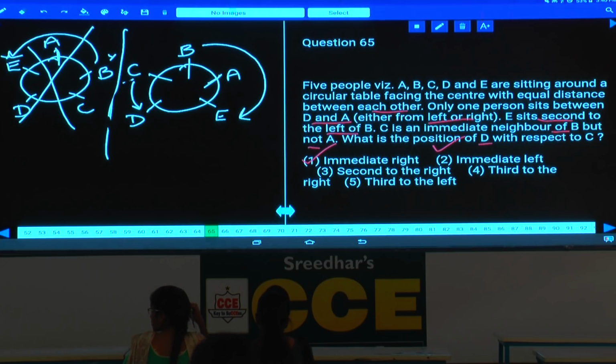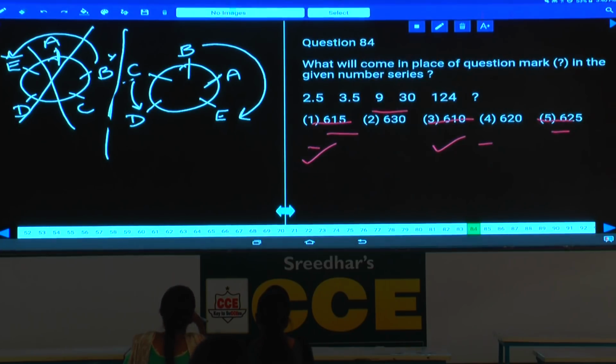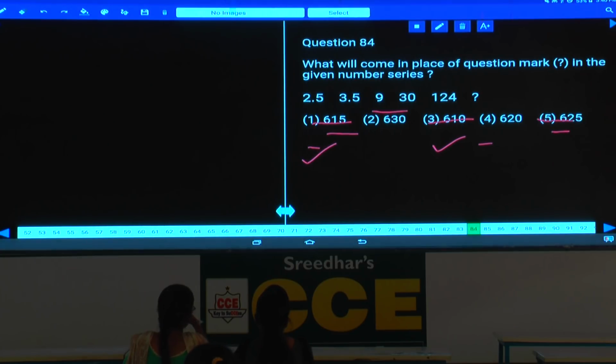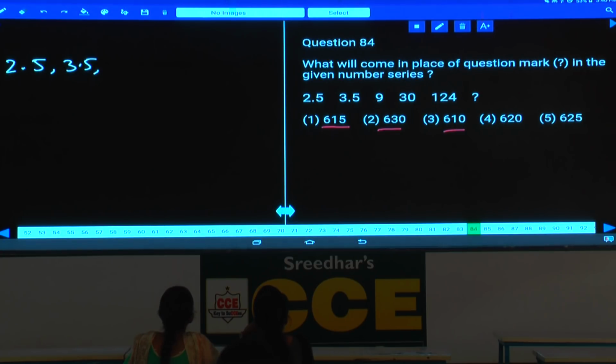Now question numbers 84 to 87, these are based on number series. First one: 2.5, 3.5, 9, 30, 124. Starting with 2.5 and ending at 124, and if you observe, the choices go up to 600, and the numbers are increasing at a very fast rate. Hence it must be under which category? It must be under product or combination. 2.5 and 3.5 cannot be related by a product, hence it must be combination. 9, 30, 124. Tell me what is the answer.